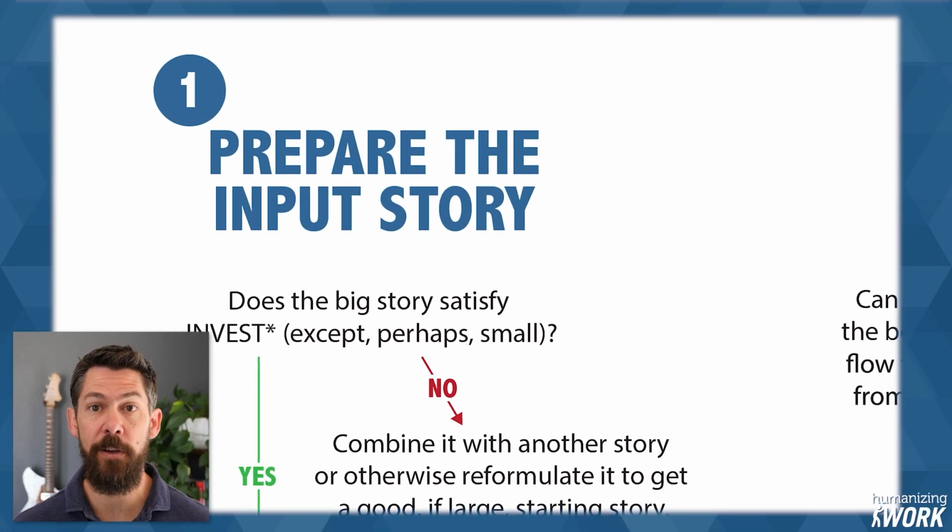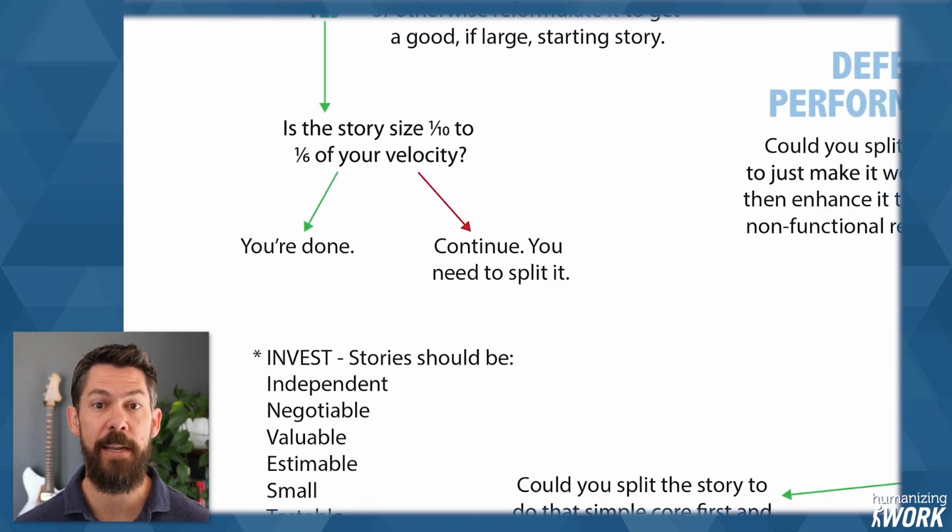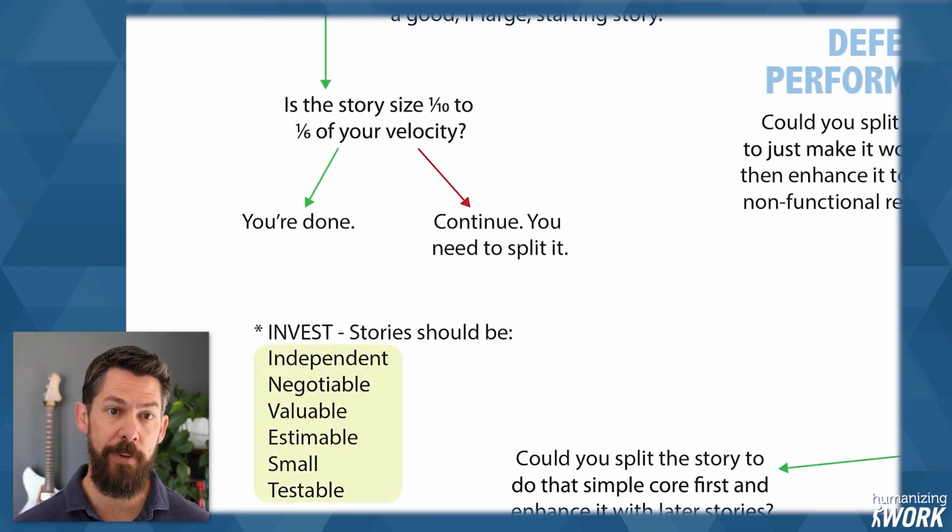The first question on the flowchart asks, does the story satisfy INVEST, except perhaps small? If you don't remember what the INVEST attributes mean, stop and go back to the previous lesson and review that. It's important.